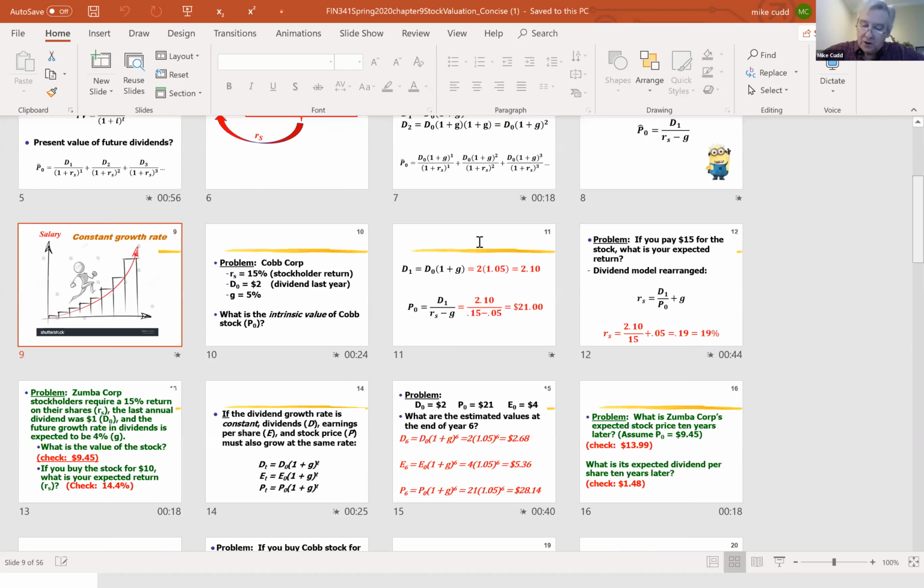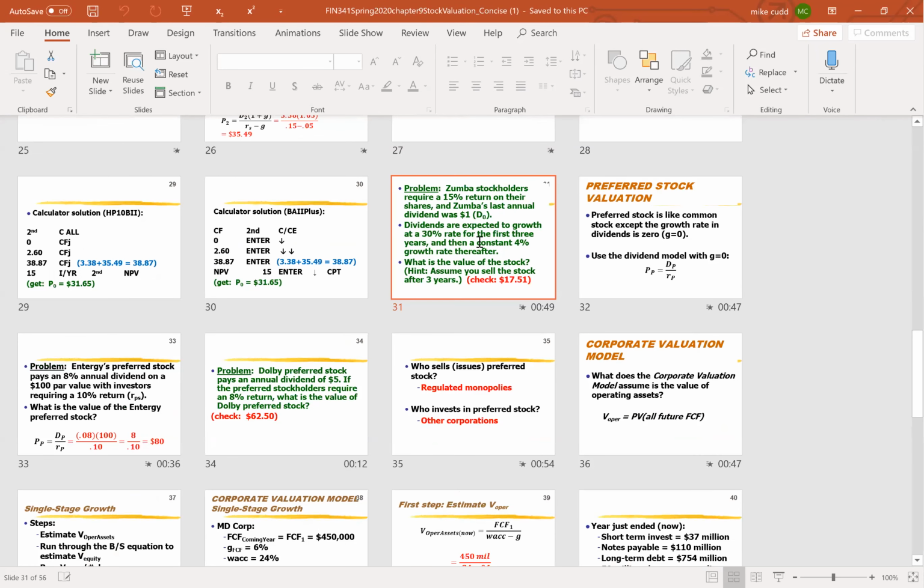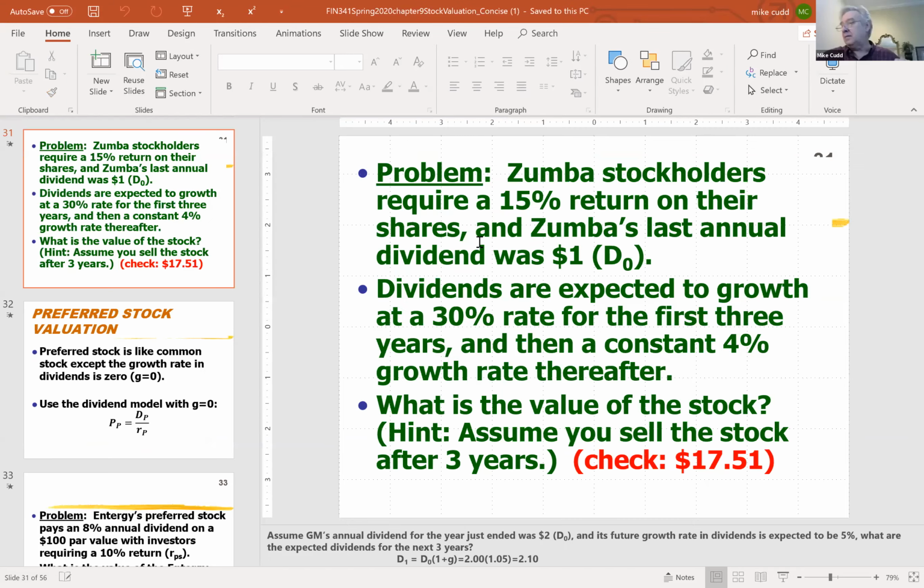All right. You want me to work it out? Yes. Okay. I'm going to cheat and do this a little bit easier way. Stockholders for Zumba require 15% return. The last dividend, D0, was $1.